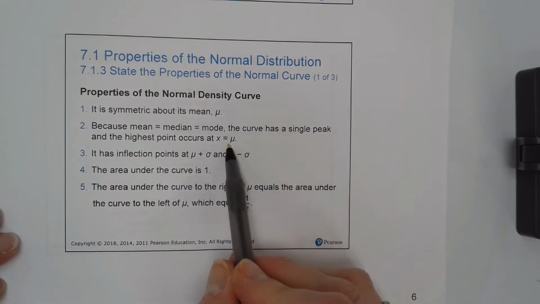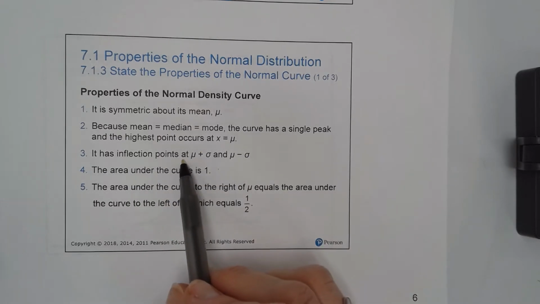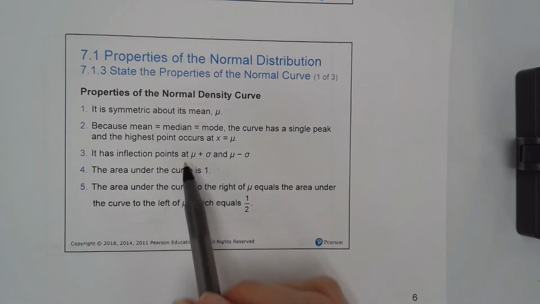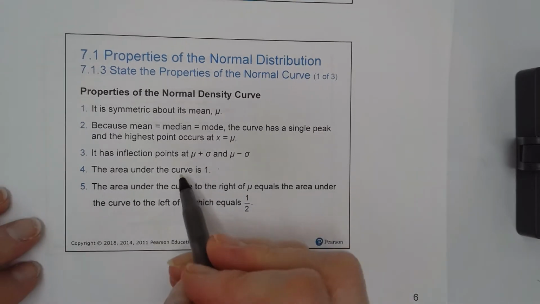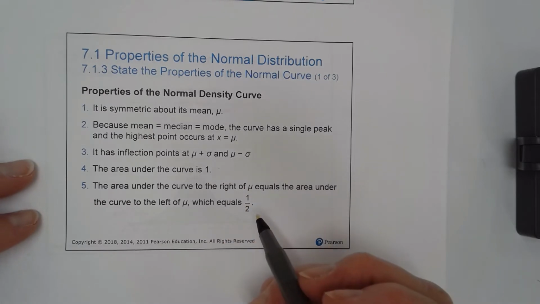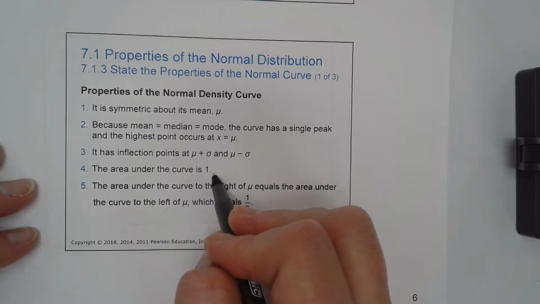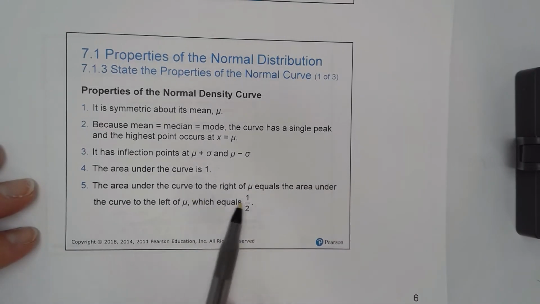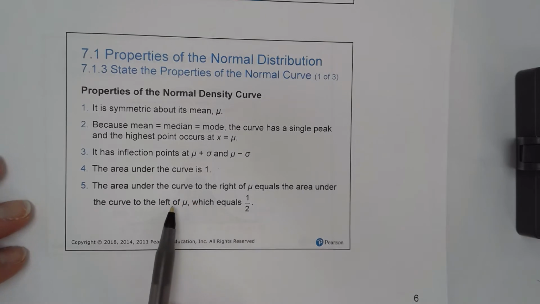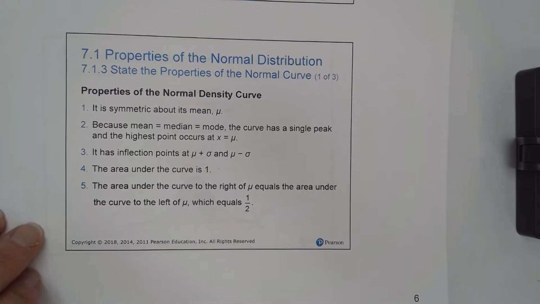It has a single peak, and that's where x is equal to the mean. The inflection points, where it changes from being cupped down to being cupped up on the sides, are the mean plus 1 standard deviation and the mean minus 1 standard deviation. The area under the whole curve is 1. The area to the right of the mean is half of that because it's symmetric, so it equals half or 50% or 0.5. The area to the left, same thing, half, 50%, 0.5.